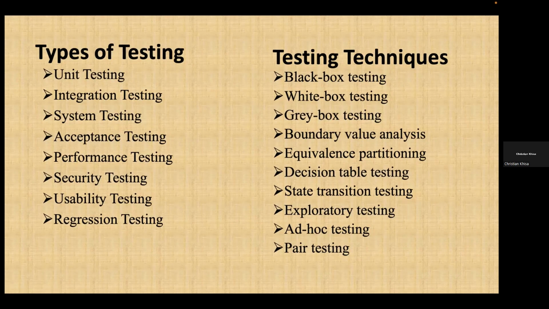Then white box testing is where you are looking at it and you know what it is and you know what you are targeting. Now we talk about gray box. On gray box, you can either know or not know.